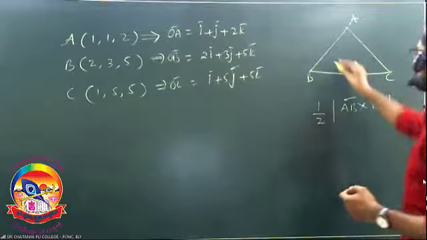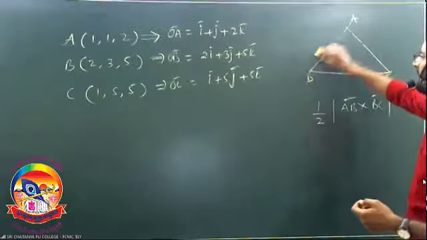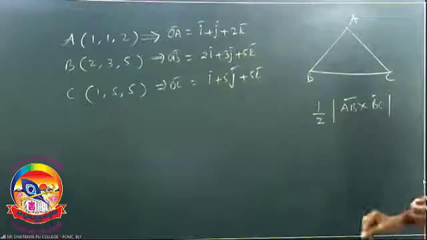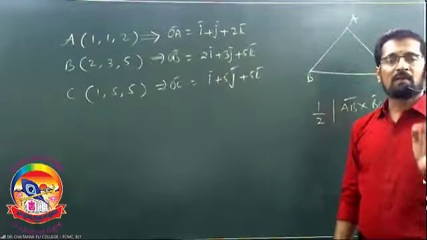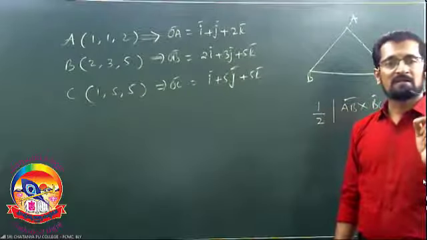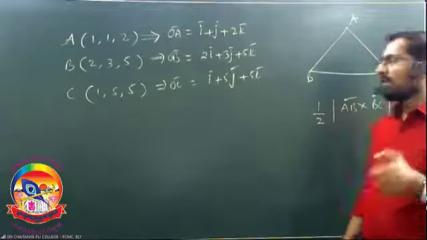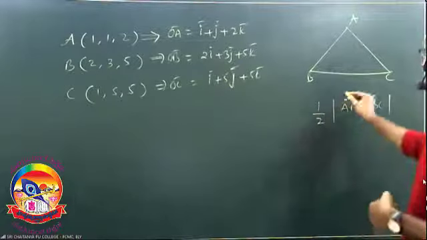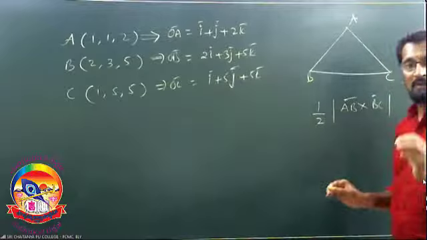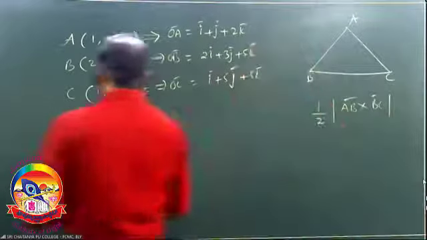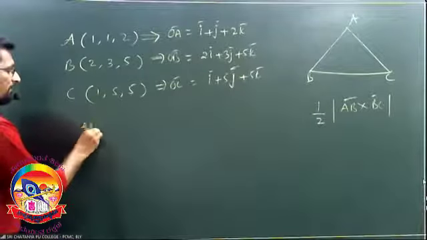Am I right? Observe, AB bar is one side, BC bar is one side. The area of triangle formed by A bar, B bar as adjacent sides is given by 1 by 2 into modulus of AB bar cross BC bar. Am I right? So first of all, find out AB bar.